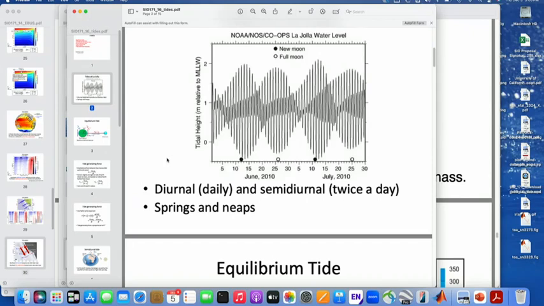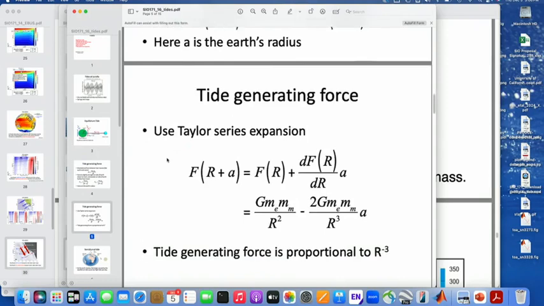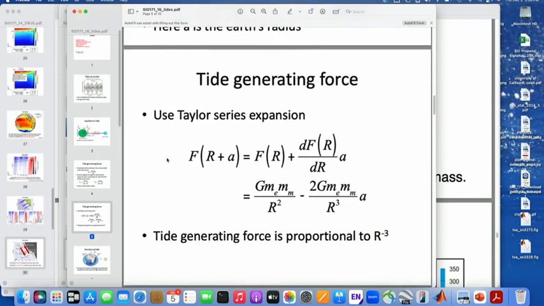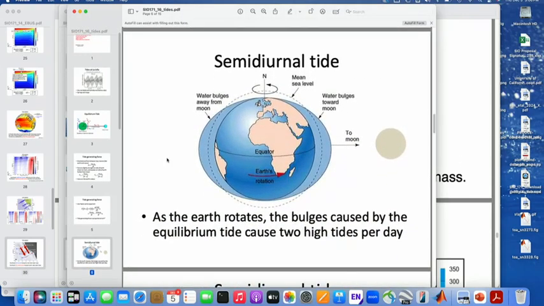And basically for tides, I need you to understand why there are tides. That's because the pull of either the sun or the moon on the earth is slightly different on the close side of the earth to the far side of the earth. We talked about the tidal generating force and how that's proportional to r to the -3, where r is the distance between the earth and the moon, or the earth and the sun. And then we talked about the semi-diurnal tide, why there's 2 bulges, because the pull's stronger here and weaker here. That causes the semi-diurnal tide.